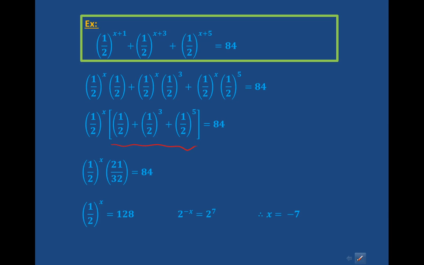To get rid of the fraction 21 over 32, I'll divide both sides by this value. Then half power x equals 84 divided by 21 over 32, which equals 128. Half power x can be written as 2 power negative x. Then 2 power negative x equals 128, which can also be written as 2 power 7. Since the base equals the base, therefore negative x equals 7. The power equals the power. Therefore x equals negative 7.